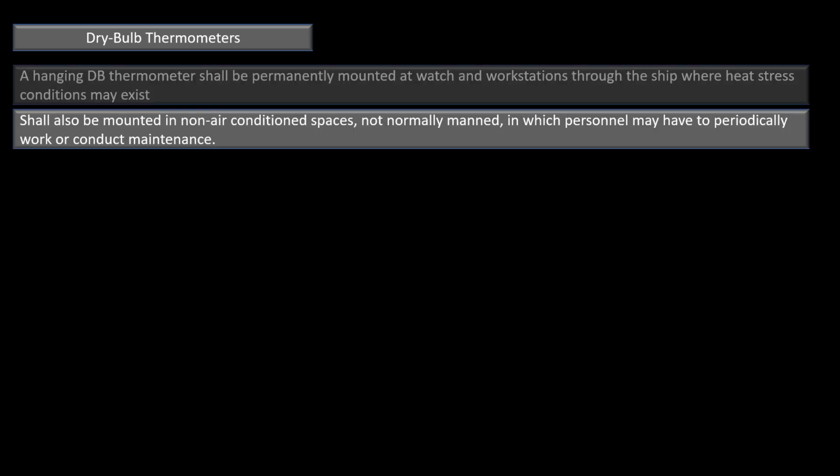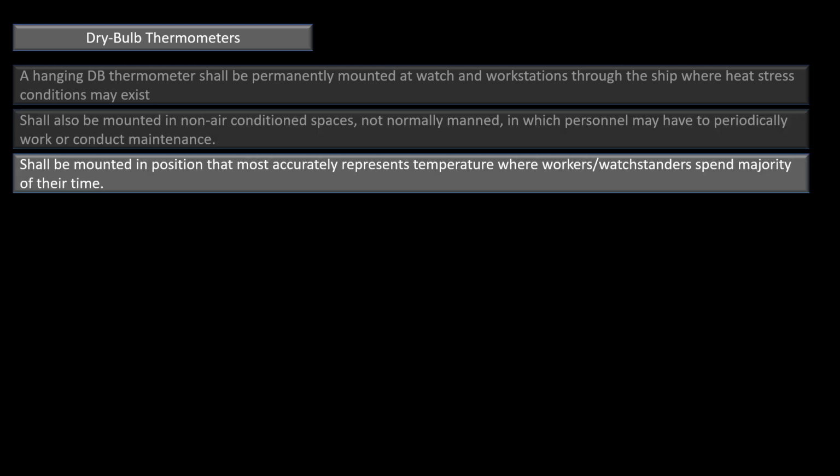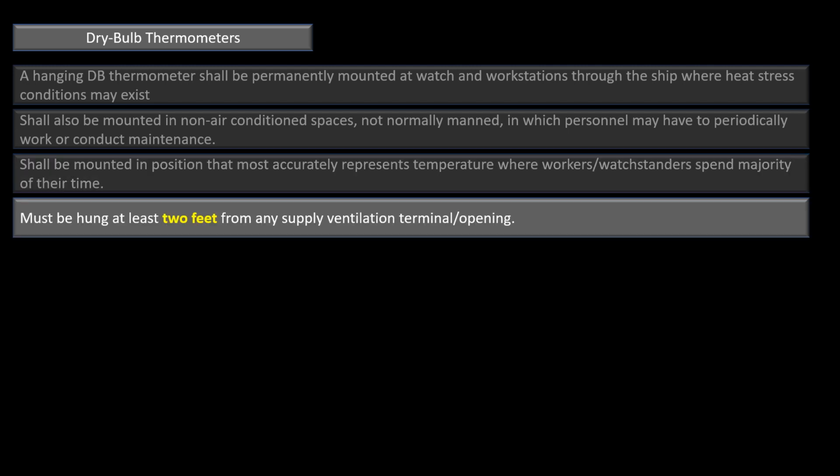Let's talk about dry bulb thermometers. So we're going to say a hanging dry bulb thermometer shall be permanently mounted at watch or workstations through the ship where heat stress conditions may exist. They should also be mounted in non-air conditioned spaces not normally manned, in which personnel may have to periodically work or conduct maintenance. They're going to be mounted in a position that most accurately represents the temperature where the workers and watch standers spend the majority of their time. They must be hung at least 2 feet from any supply ventilation or terminal opening.